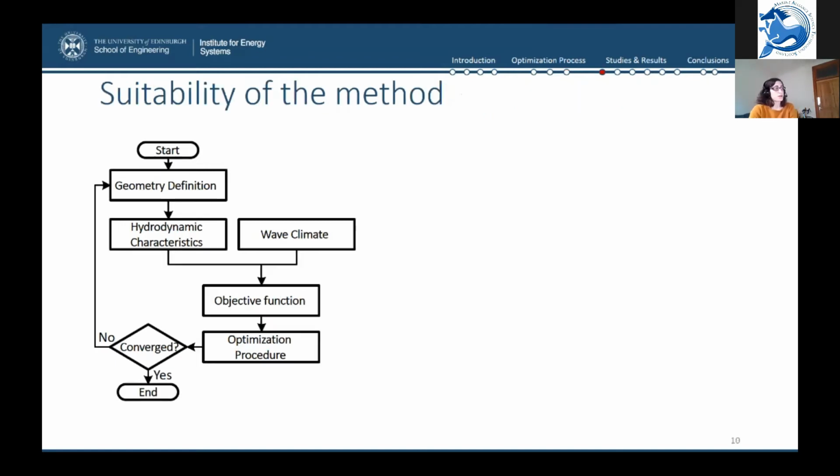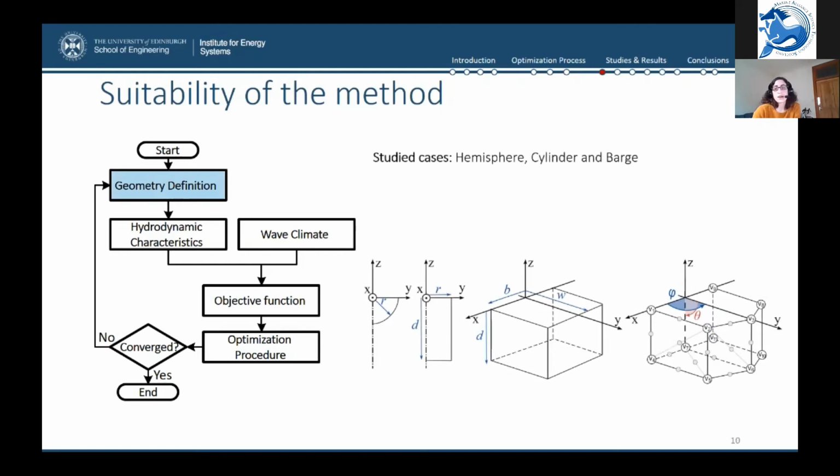And so first, I studied the geometry definition by applying the optimization using more simple geometry definitions. So the question here would be, is there an advantage in using the more complex geometry definition that allows to generate more diverse shapes, or could I get equally good results by using a hemisphere, a cylinder, or a barge, and optimizing the parameters that describe the hemisphere, cylinder, and a barge? And so I applied the optimization for each of these geometry definitions.